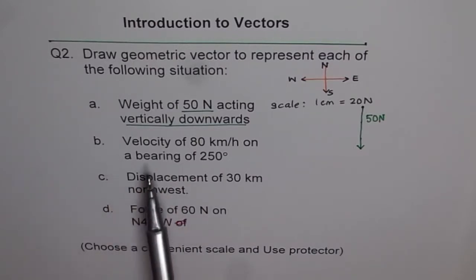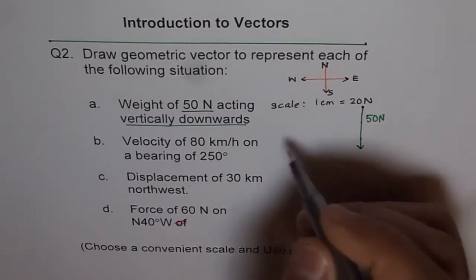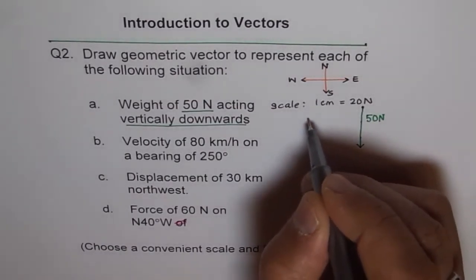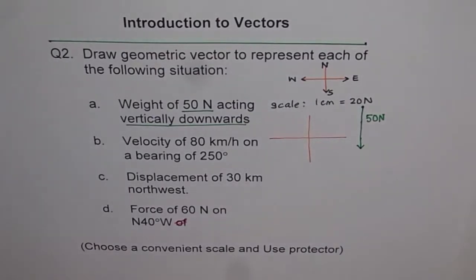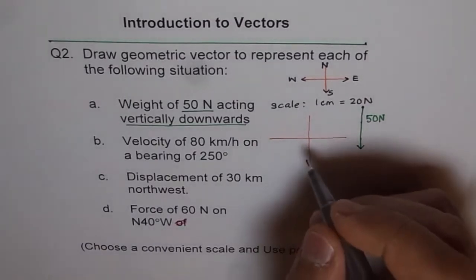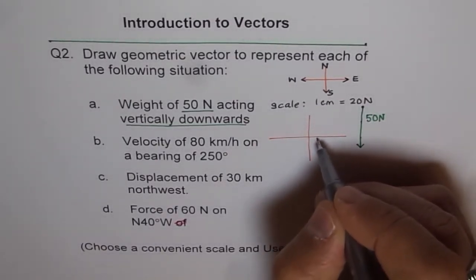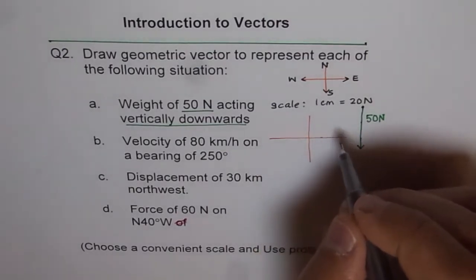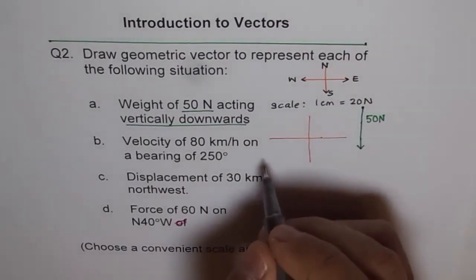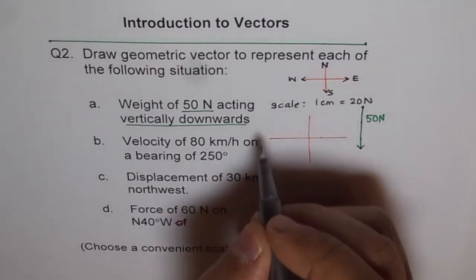Now the second one is velocity of 80 kilometers per hour on the bearing of 250 degrees. Again, let's make a scale for this, right? I'm just using the small space to do all the solutions. 80 kilometers. Let the scale be 40 for us, correct? Let's say again 1 centimeter. I'll write here scale 1 centimeter.